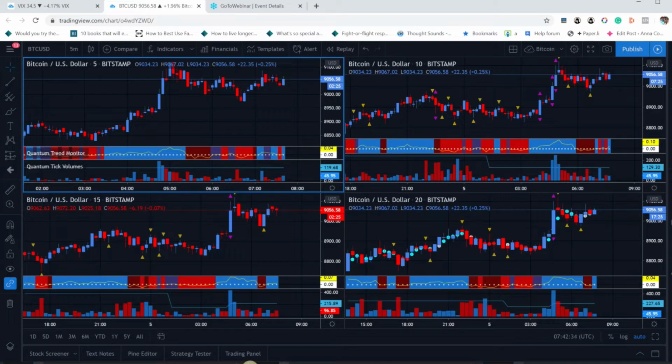It's what we always say. If you've got a chart with price on it and volume, then you can trade using volume price analysis. And this is Bitcoin on TradingView with our indicators. This is the 5 minute, this is the 10 minute, this is the 15 minute, and this is the 20 minute.